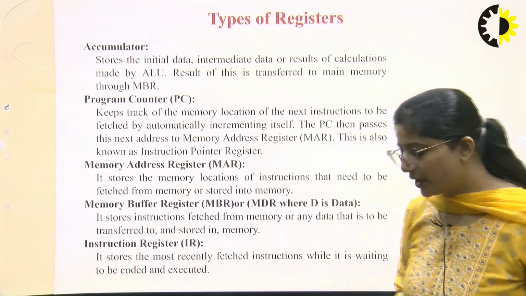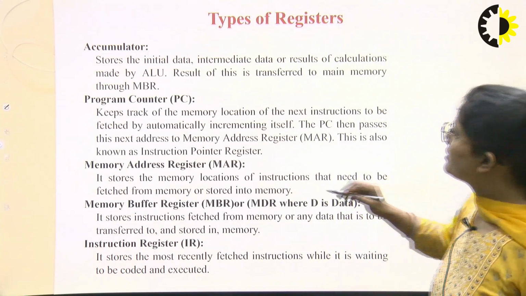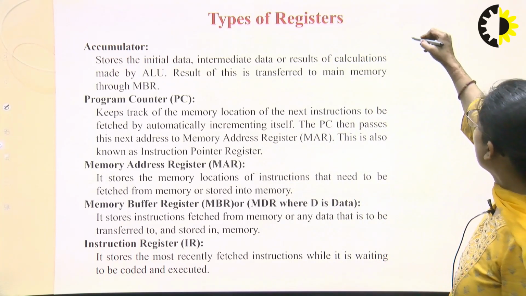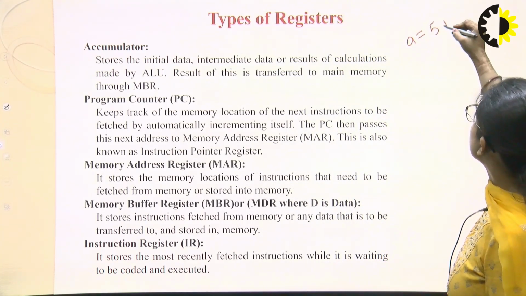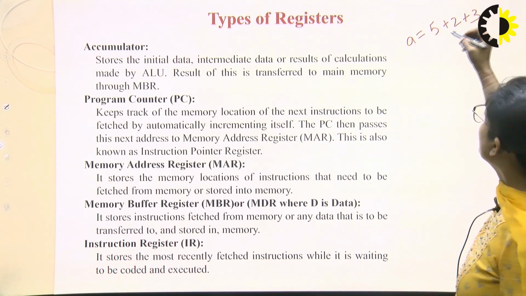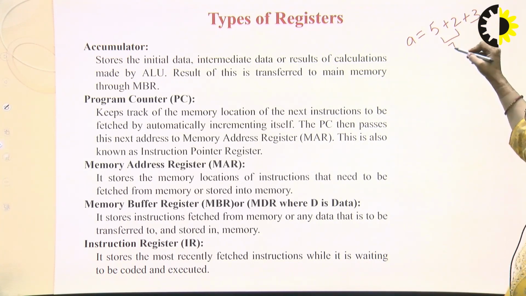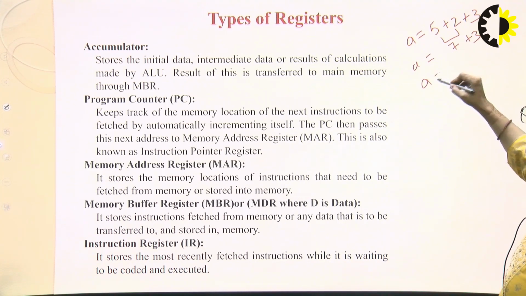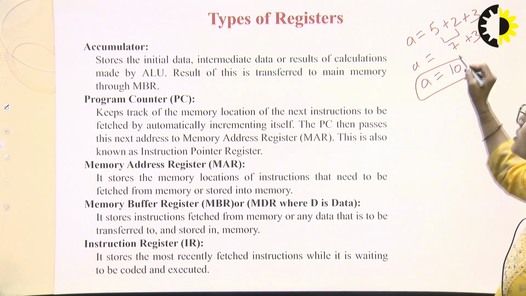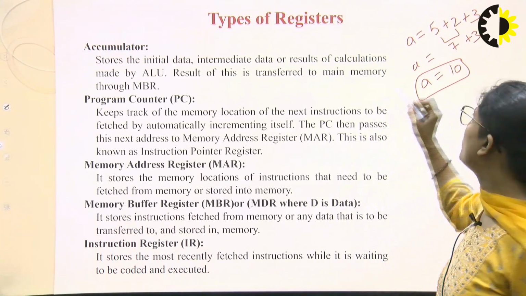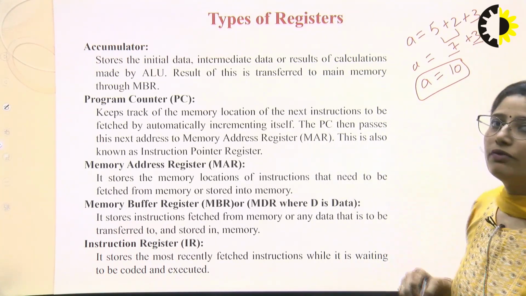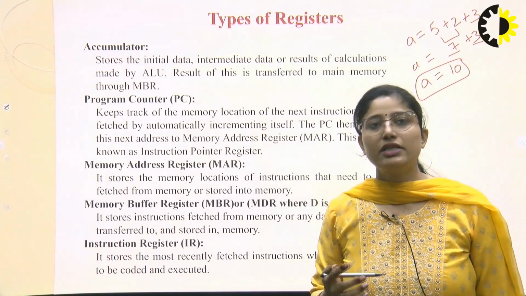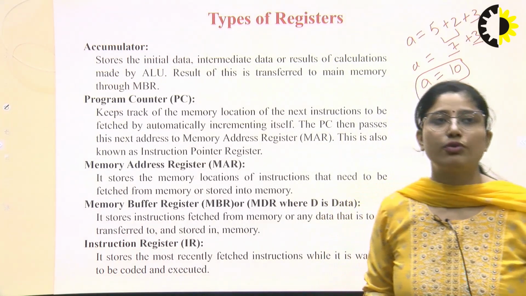Like in my last lecture, as I told, if A is equal to 5 plus 2 plus 3, then 5 plus 2 has some value, and then plus 3 has some value. Then 7 plus 3 is 10. This 10 will be stored in memory. But what about 7 and 3? What about the intermediate values? These intermediate values are always stored in registers.